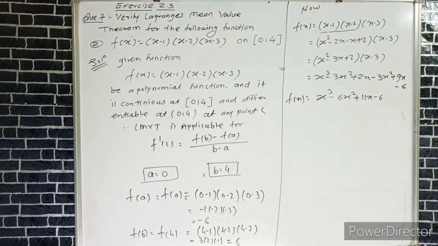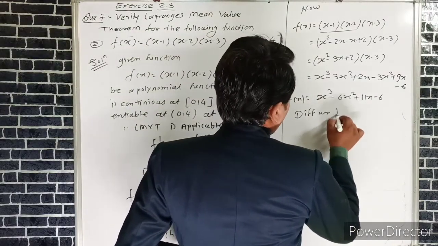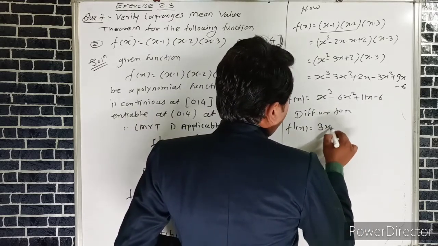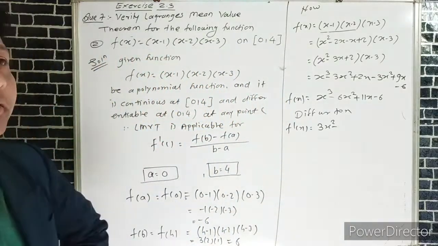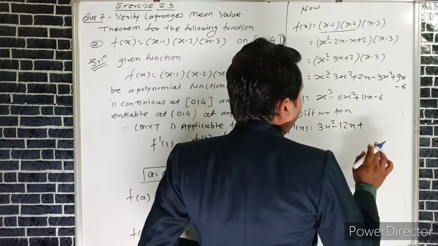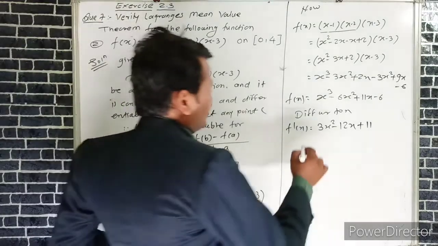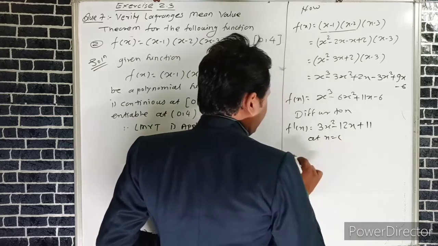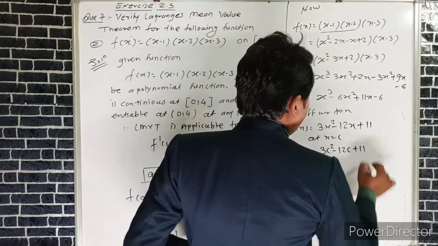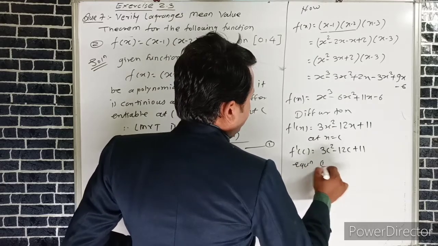So after differentiating with respect to x, we can evaluate f dash of x. The value of f dash of x is equal to the derivative of x cube, which is 3x square, minus 6 into the derivative of x square, which is 2x, so 6 into 2 is 12x, plus the derivative of 11x, which is 11, minus the derivative of 6, which is 0. So at x equal to c, we can write f dash of c is equal to 3c square minus 12c plus 11.